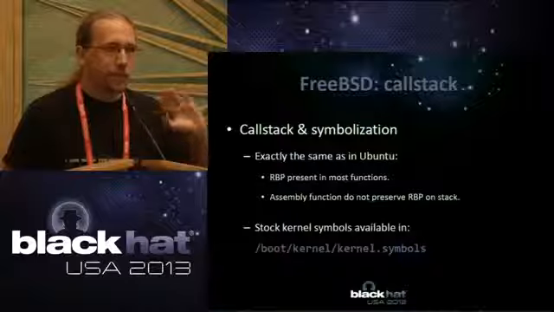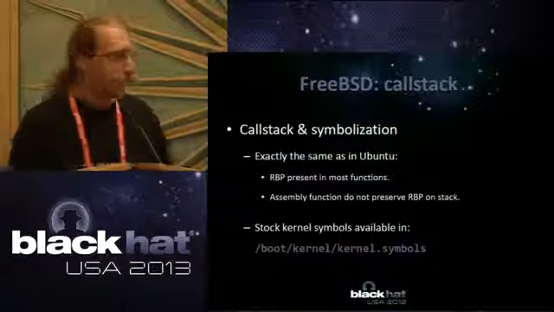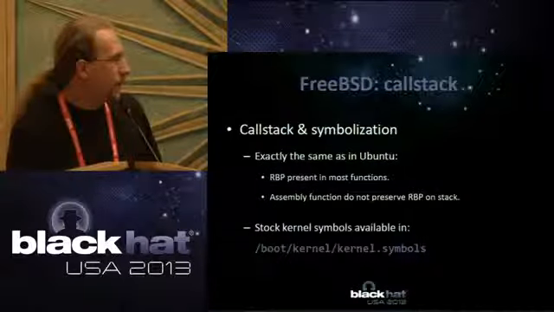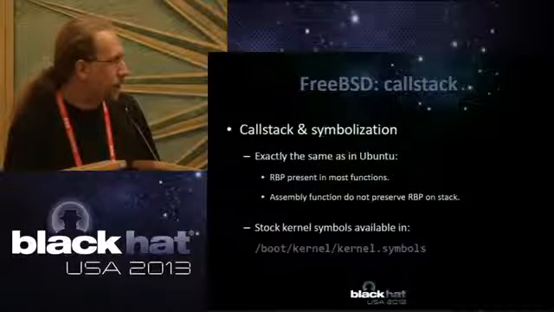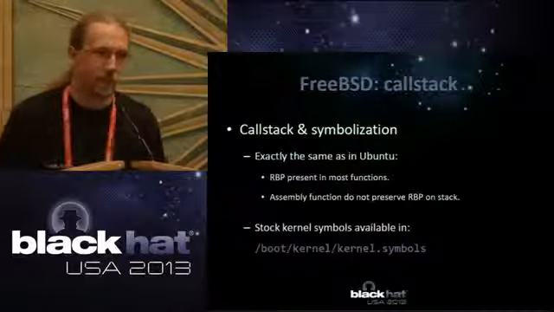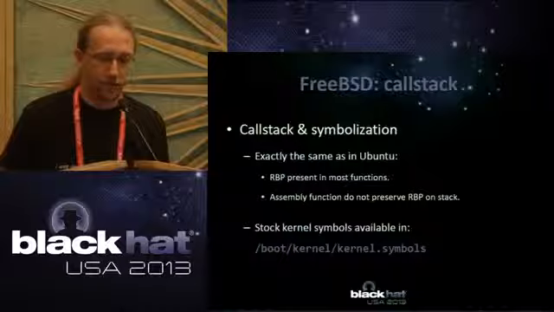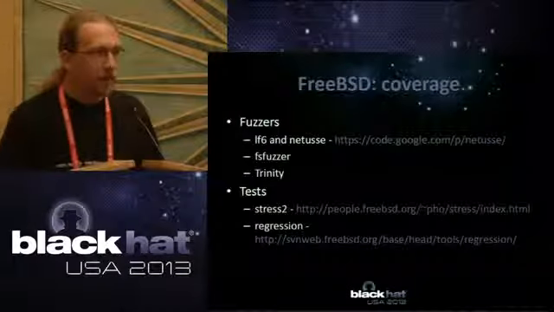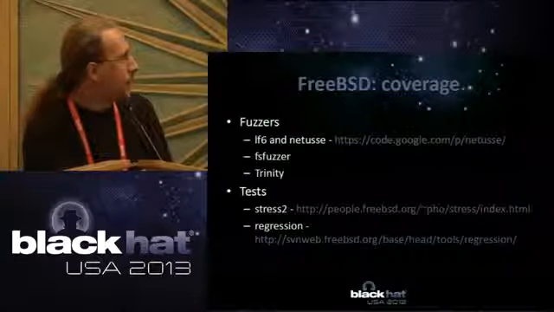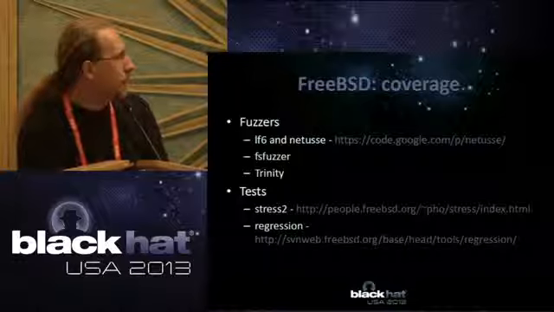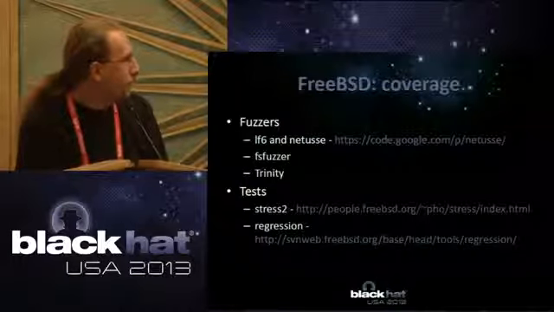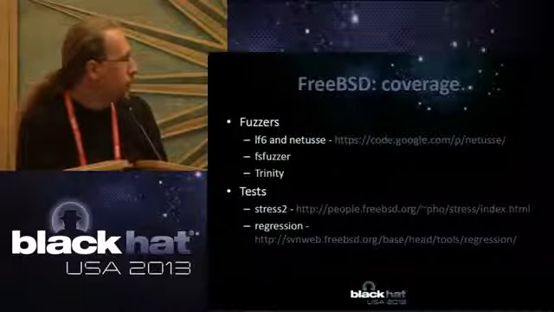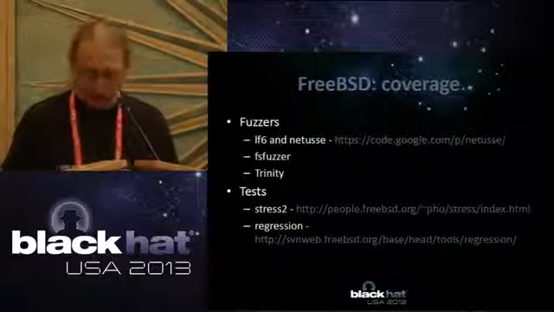Okay, call stack and symbolization, same stuff as on Linux. One nice thing, you actually have on your drive in the default installation the symbols for the kernel. That's a nice thing. You don't have to look for them and extract them. The coverage, basically the same thing. Fuzzers: LF6 and NetUse, FS Fuzzer and Trinity ports from Linux. Stress2 and regression tests for FreeBSD.